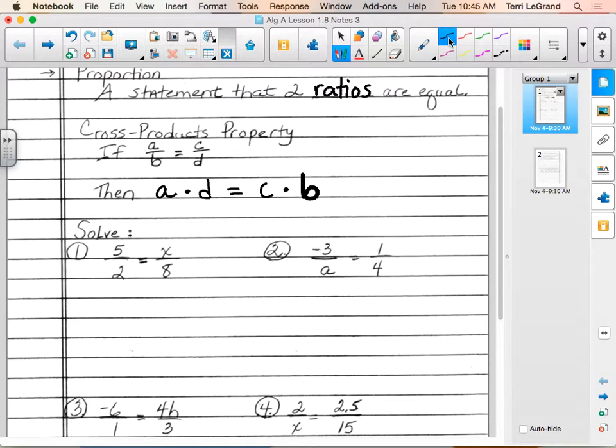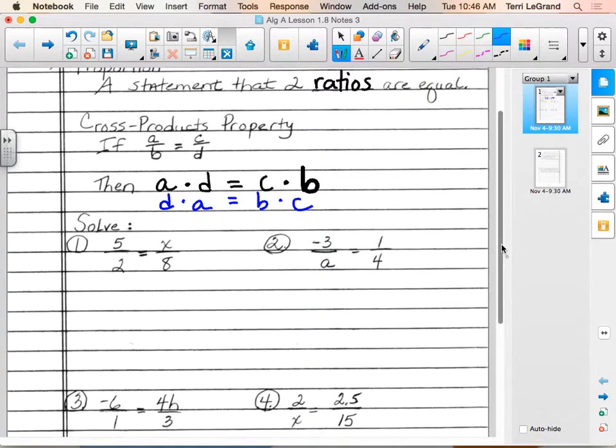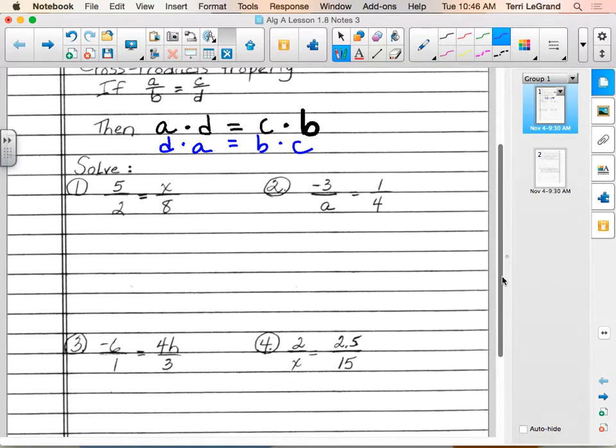Now, in multiplication, order does not matter. So we could just as easily say that we're going to take D times A, and that would be the same as B times C. Order does not matter in multiplication, but what matters is when you're setting up your cross products, you have to set those up properly. You have to take the numerator of one ratio times the denominator of the other ratio, and then set that equal to the other numerator multiplied by that leftover denominator. We have to have our cross product set up properly, but then we can decide who's going to be first, the numerator or the denominator in the multiplication.